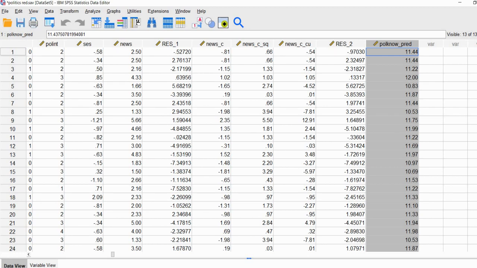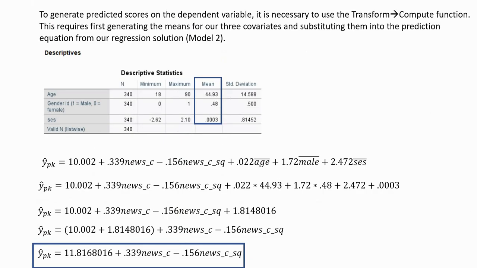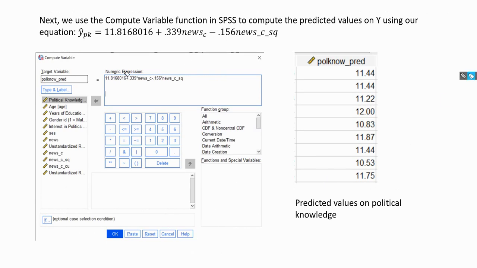In the slideshow that I put together, I took the original equation right here and substituted those means in right here, here, and here, and then went through the derivation all the way down to the final equation with respect to the effect of news consumption on political knowledge. This was the final equation that I used. It's going to generate the same thing as what we just did in this video presentation. This is me walking through that using that particular approach, and we end up with the same exact predicted values.